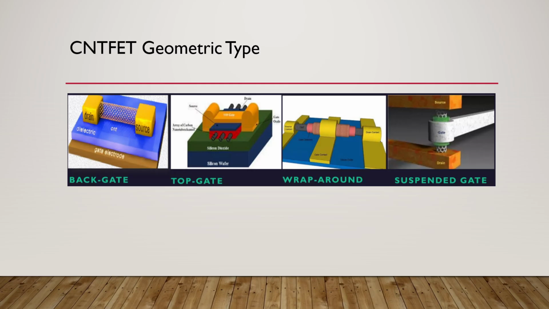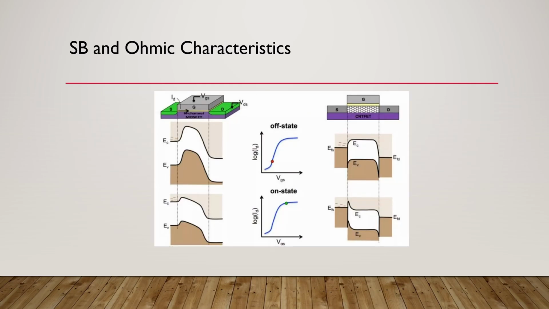Then the second generation of CNT FET came with the top gate structure to improve the performance. The next generation is the round gate, to achieve more electrostatic control over the channel. And the last one is the suspended gate, which is currently in use. Then this is a diagram of the Schottky barrier and ohmic characteristic between the MOSFET and CNT FET.